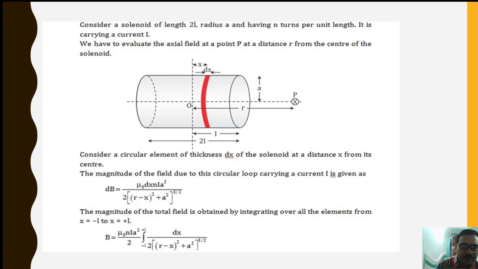Now we derive a relation. In the diagram, one solenoid is given of length 2L and its radius is A. So consider a solenoid of length 2L, radius A, and having n turns per unit length. Small n means what? Number of turns per unit length. It is carrying current I.